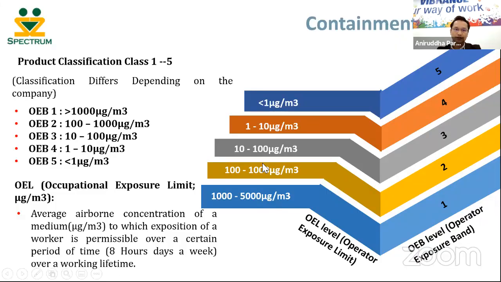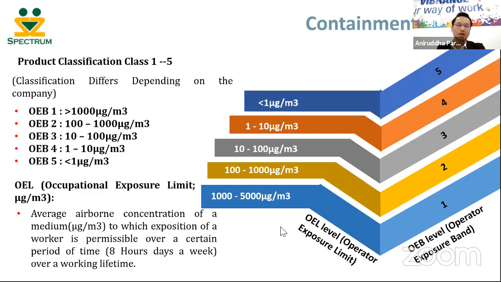OEL is the average airborne concentration, in micrograms per meter cube, to which the exposure of the worker is happening over a period of time. Now various OELs of the products will come in, and we need to identify the band where each one settles. So OEB1 is the most hazardous band, you can say. Sorry, rather it is OEB5: the exposure levels are much lower, it should be less than 1 microgram, and OEB4 is lesser. And then the bands keep moving, with lower and lower limits for higher potency of the material.